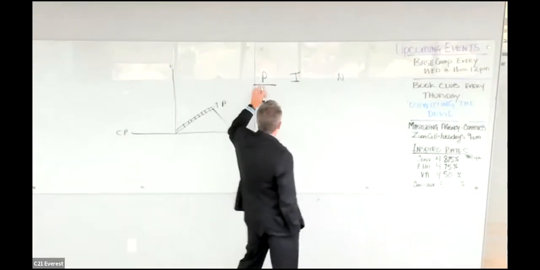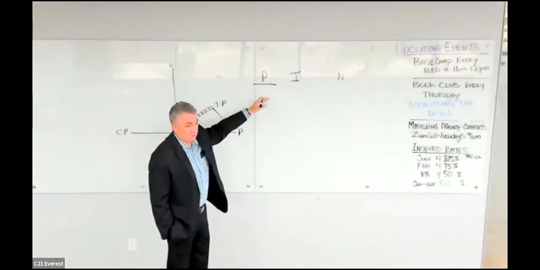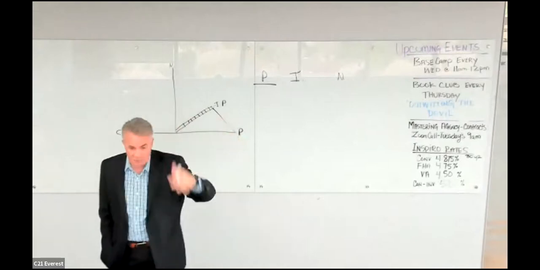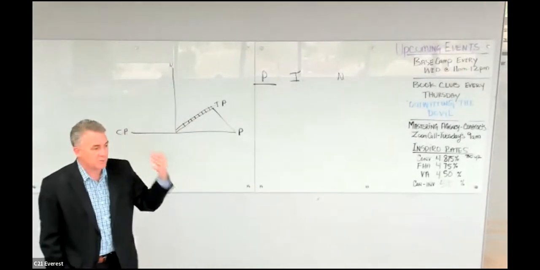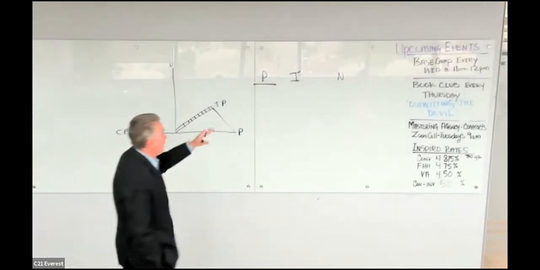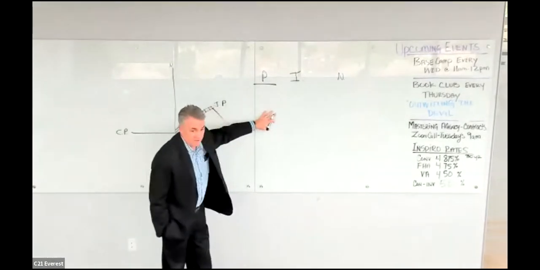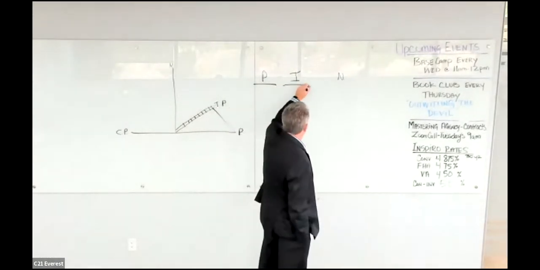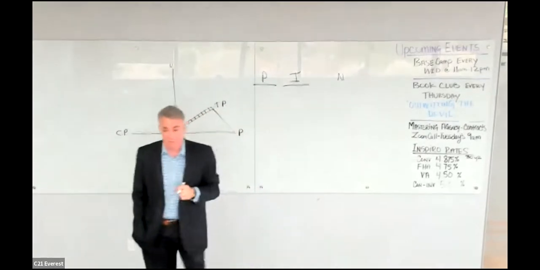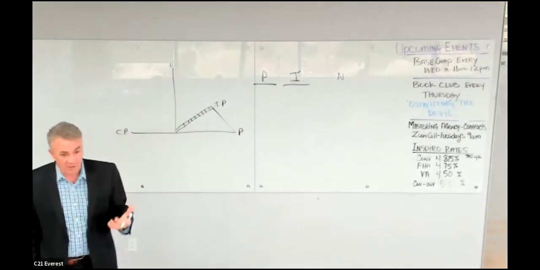Okay, so we have all of these things that we talked about: listing appointments, buyer appointments, negotiating contracts, writing offers, price reductions, closing. All of those things are the productive things, right? The only way we get to those is through the indirectly productive, which is our prospecting.